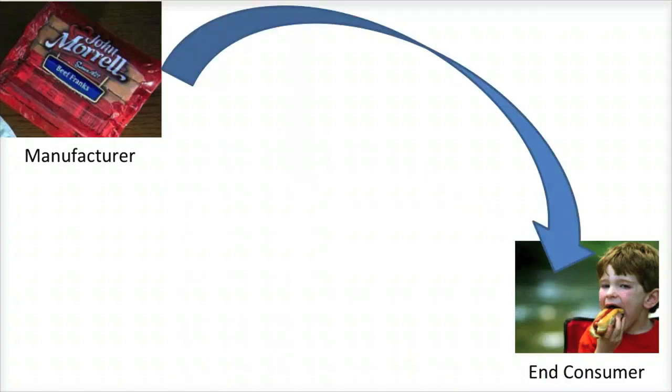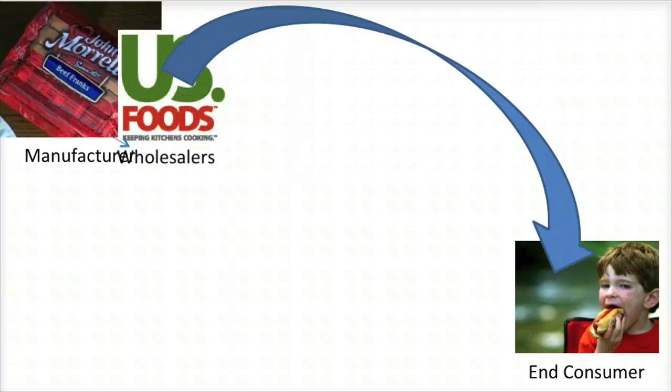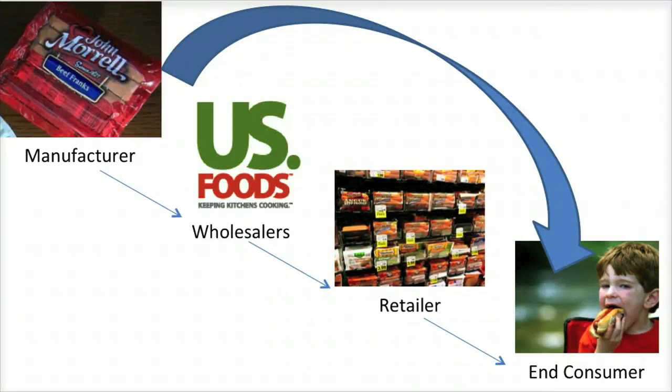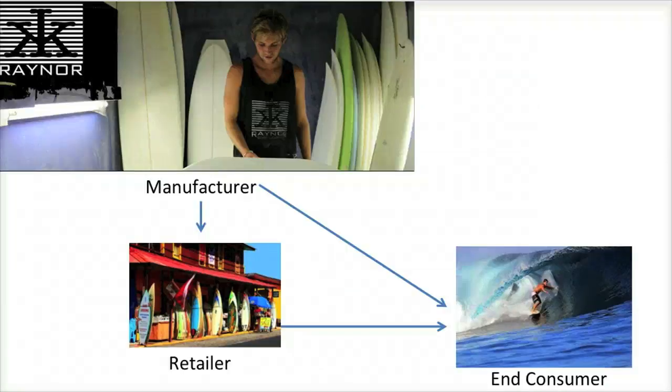Although many manufacturers have begun to sell their finished products directly to consumers over the internet, many still sell their goods to wholesalers, also known as distributors, who then sell to retailers, who then sell to the end consumers. For example, one of our former BYU Hawaii students has become a profitable surfboard manufacturer, Rainer Surf, who sells to retailers but also sells directly to consumers. So he effectively has become a type of hybrid business with both manufacturing and retail operations.